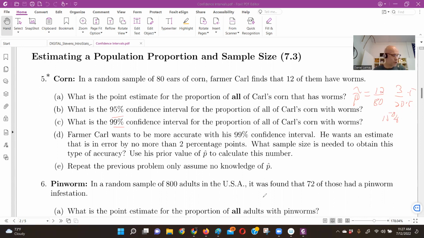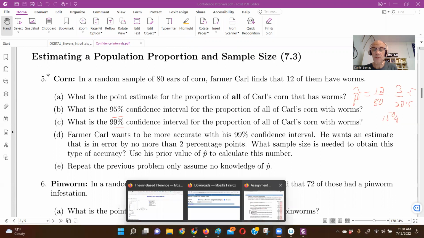What's beautiful about that Rossman Chance applet, now this is a Z distribution, you could go back and use that Z table. However, we don't have to. So I'm going to do a 95, and I want to do a 99. And then they do that sample size calculation. Dr. Stevens does a fantastic job of that, so I'll let him do that. But I wanted to show you how to use this applet.